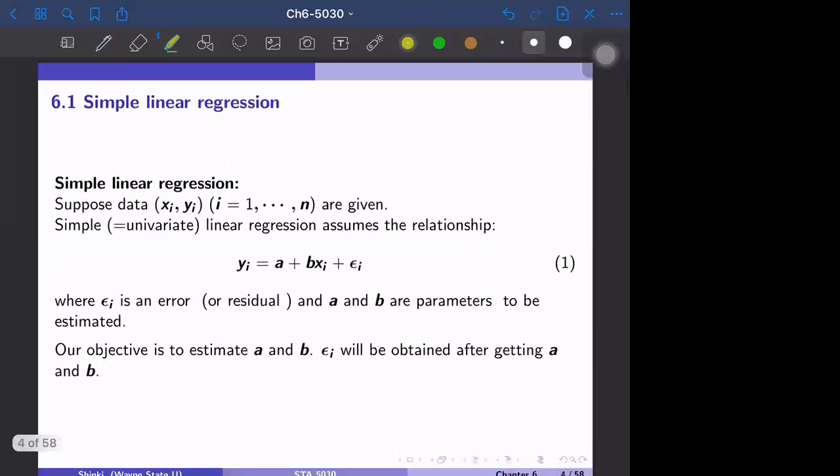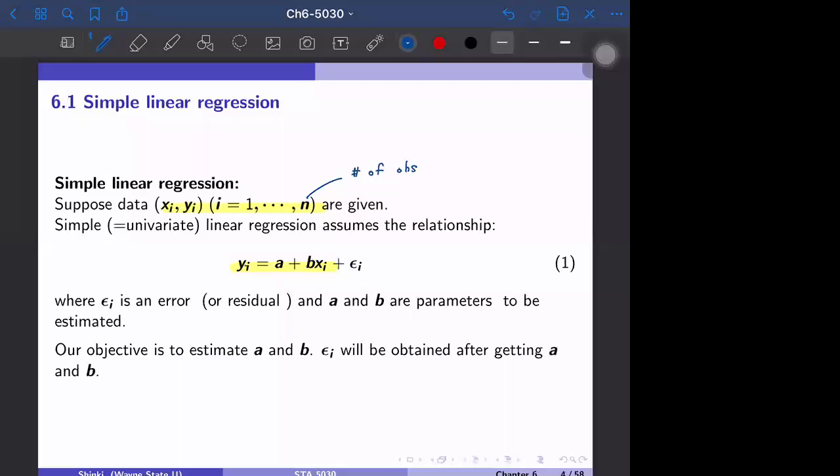So what is simple linear regression? It basically assumes a linear relationship between x and y. We have data x_i, y_i for i equal to 1 to n, where n is the number of observations. For example, with 100 individuals, n is 100, and x_i, y_i are numbers. The x may be the calorie intake and y the weight gain, so we have 100 pairs of observations. That is the setting.